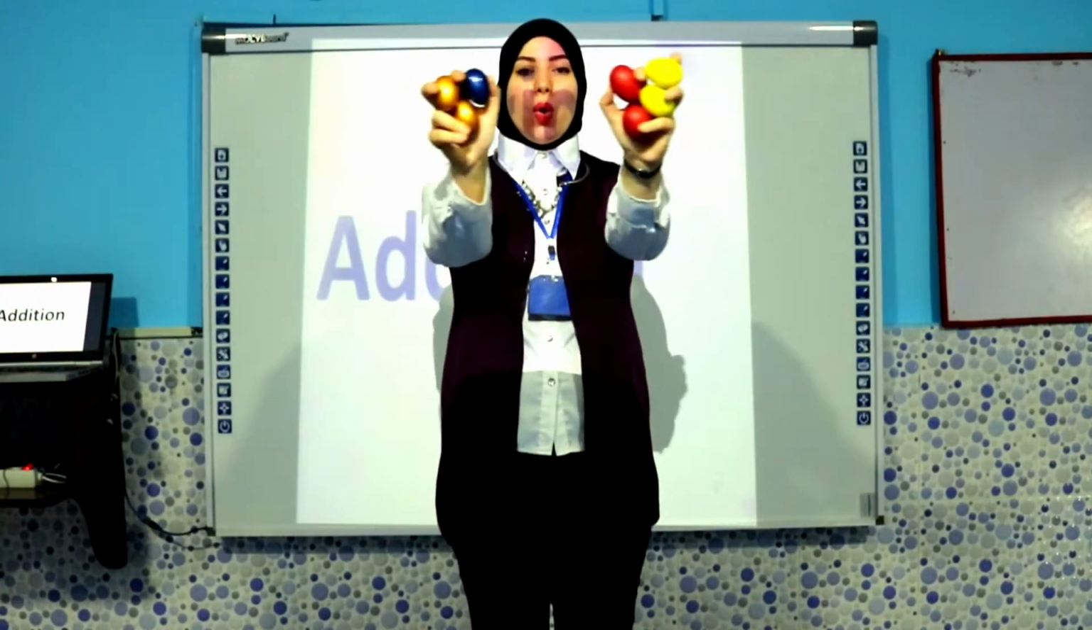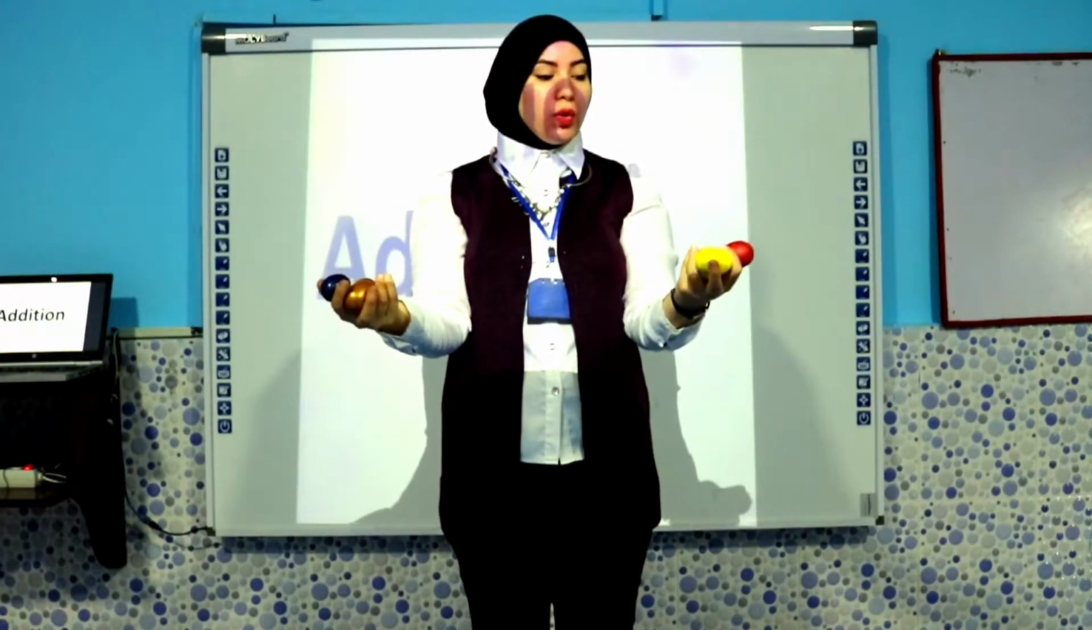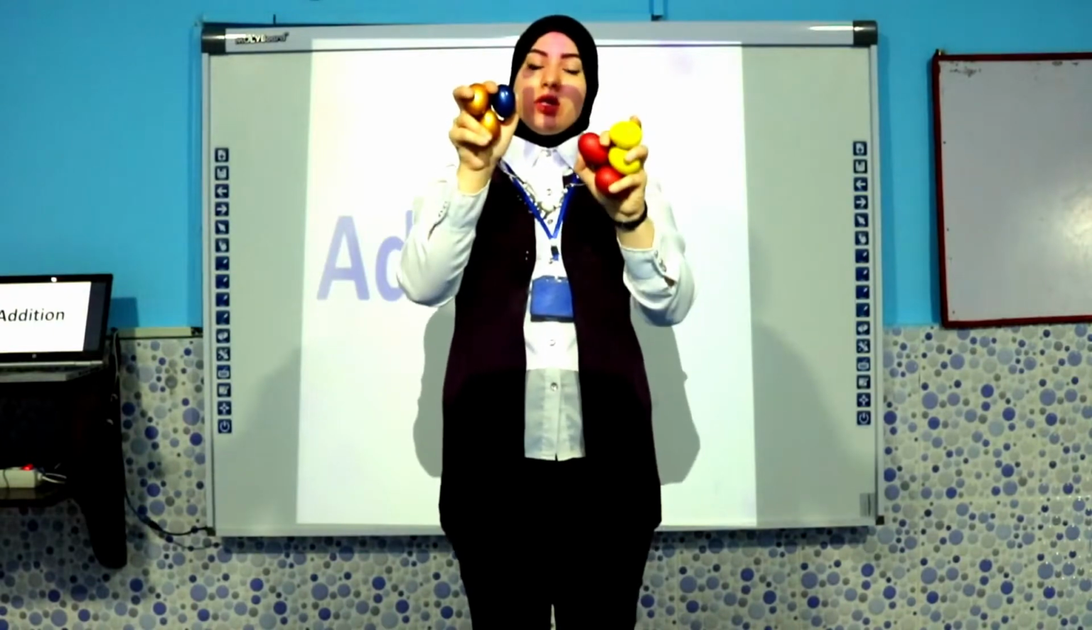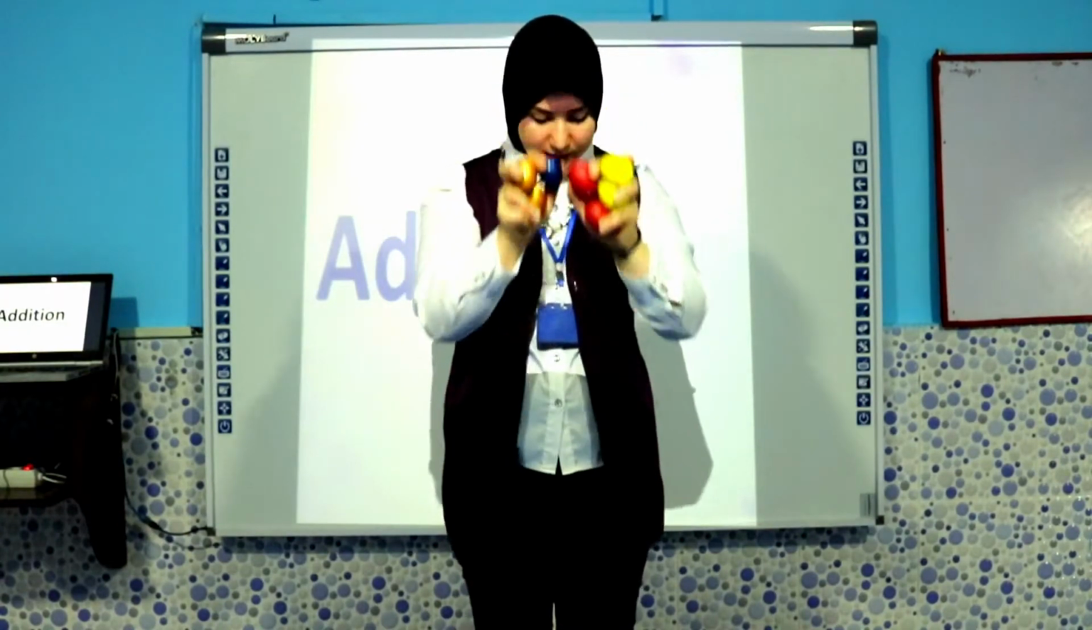Let's add them all together. I will add 3 eggs to the 4 eggs. Let's count them all together. 1, 2, 3, 4, 5, 6, 7. Now I have 7 eggs.